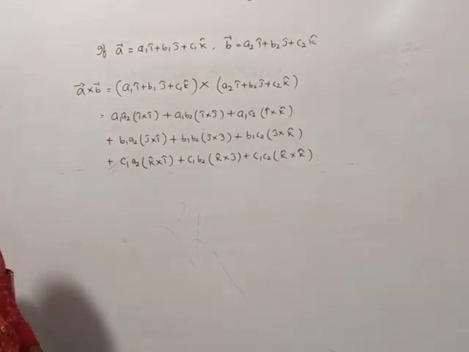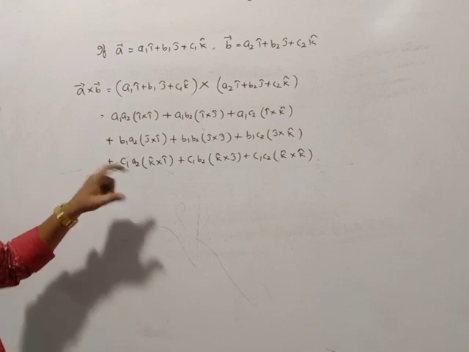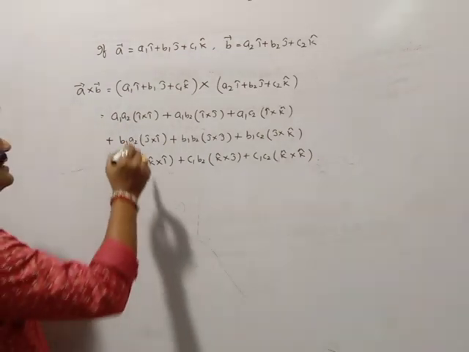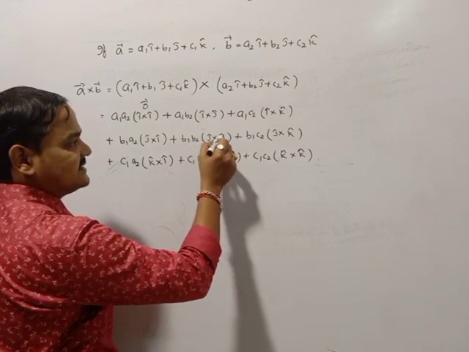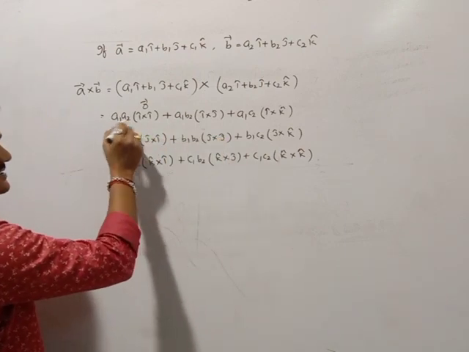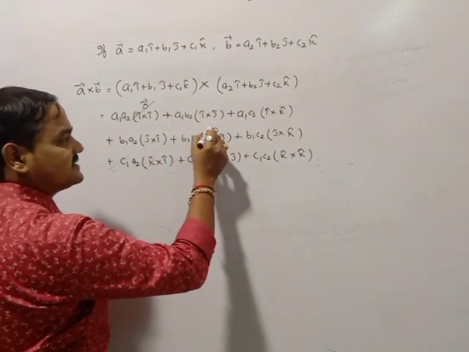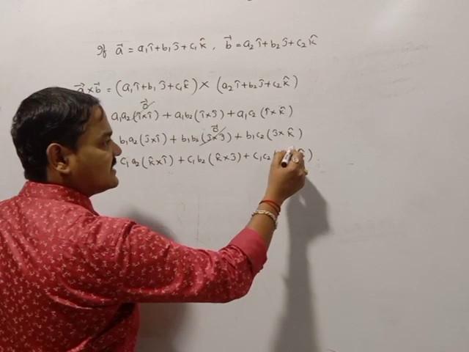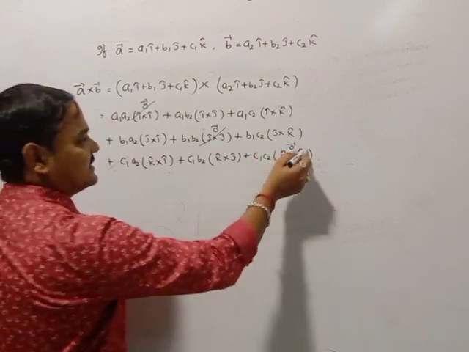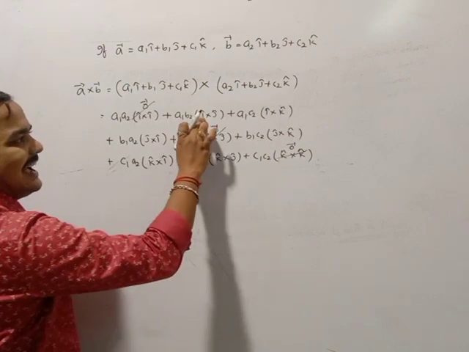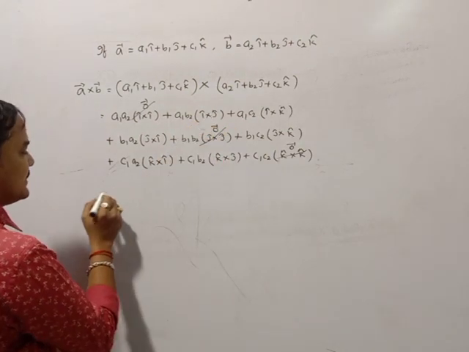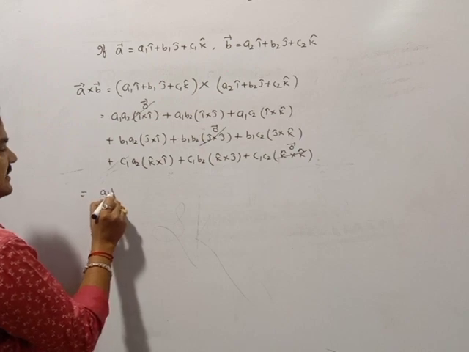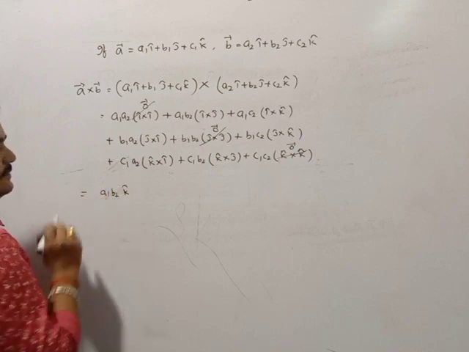As discussed in the earlier episode, this is a zero vector. Again, this is also a zero vector. So finally, what is that? It is zero, cancel. And this is also a zero vector. Leave it. Now i cross j, in cyclic order, gives k. So what happened? You finally get A1 B2 into k cap.